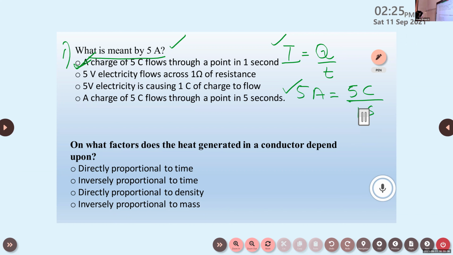Okay. Now the next question is to boys. On what factors does the heat generated in a conductor depend upon? Directly proportional to time, inversely proportional to time, directly proportional to density, inversely proportional to mass. If you know the answer, unmute and say.